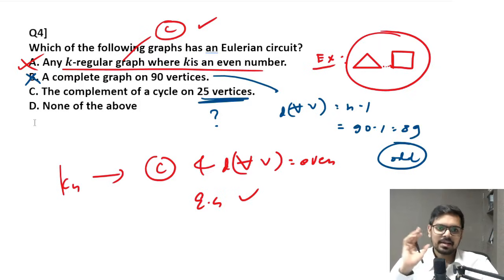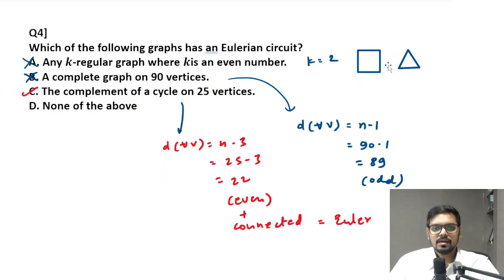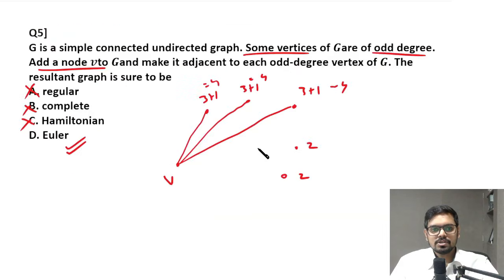So, connected present, then okay, but not connected given, so therefore option A was incorrect. B was definitely incorrect very fast, and C we have to verify. Degree was n-3 for this complement cycle, and we have seen the logic behind it. If I straight away give the formula, you will say, sir, how? So I just gave you the algorithm style, and we arrived at n-3.